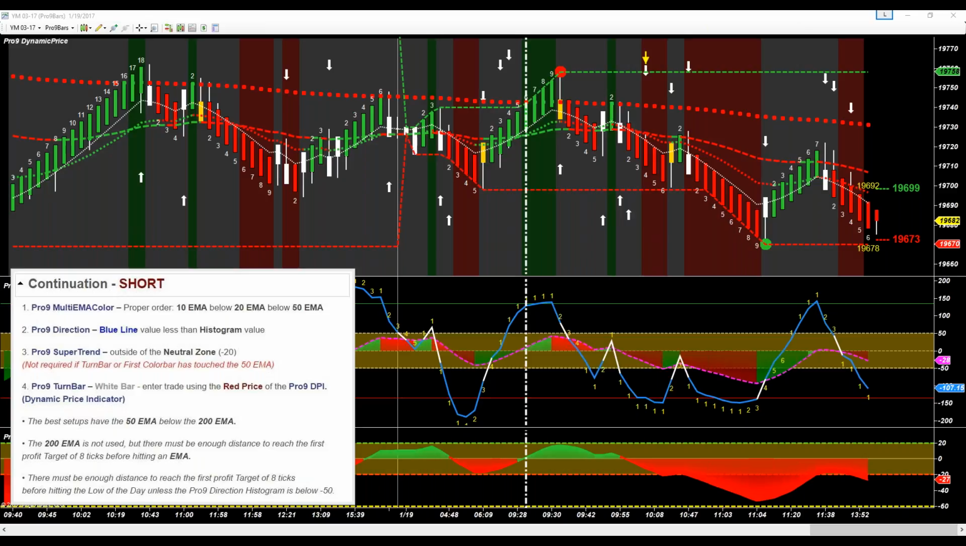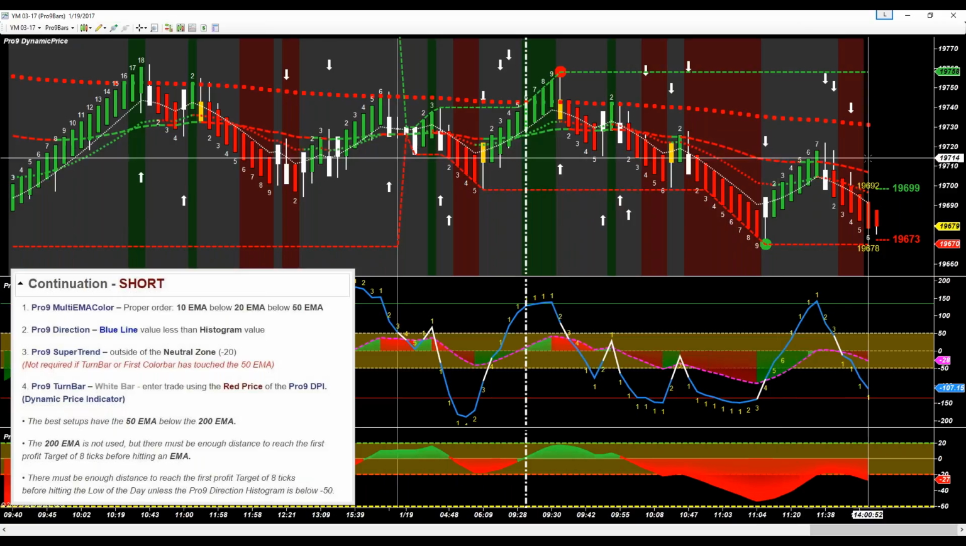And Jay is asking, what does the yellow turn bar mean? Great question. Did not go over that yet. So the yellow turn bar basically lets you know quickly that the super trend rule is not qualified. So if the super trend is not outside of its neutral zone in the correct direction, or if the turn bar does not touch the 50 EMA, it will be yellow, warning you that you should not enter that trade.